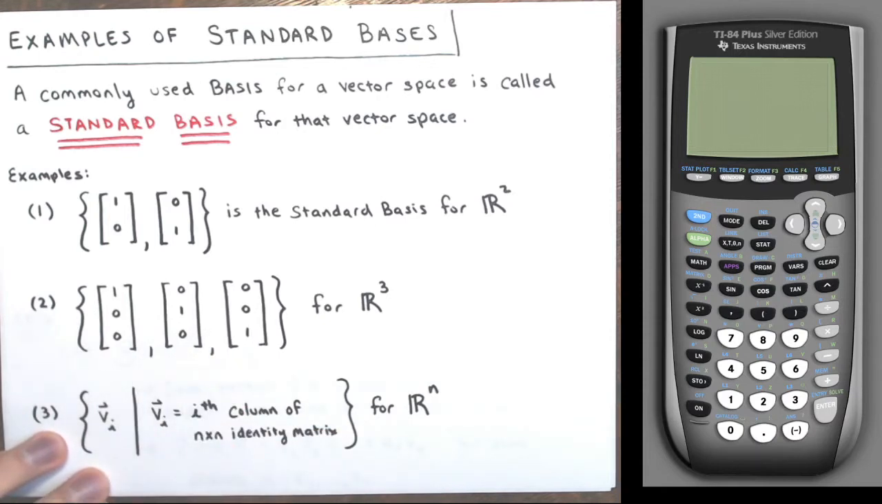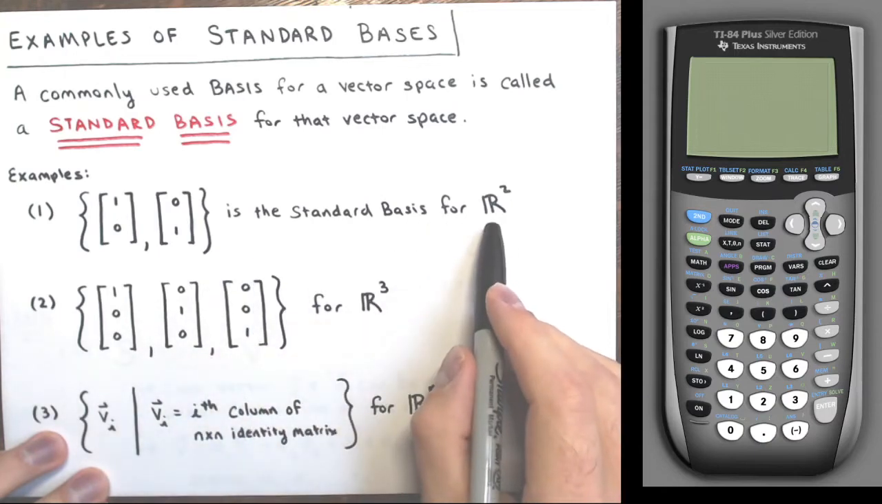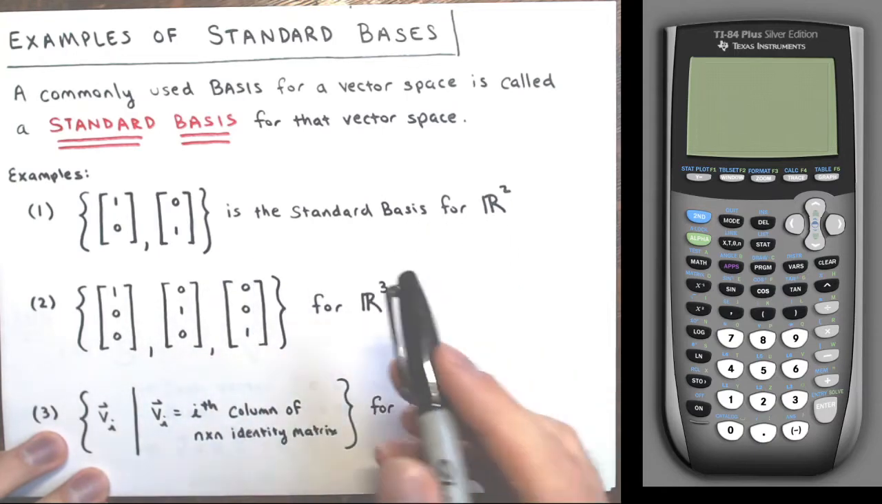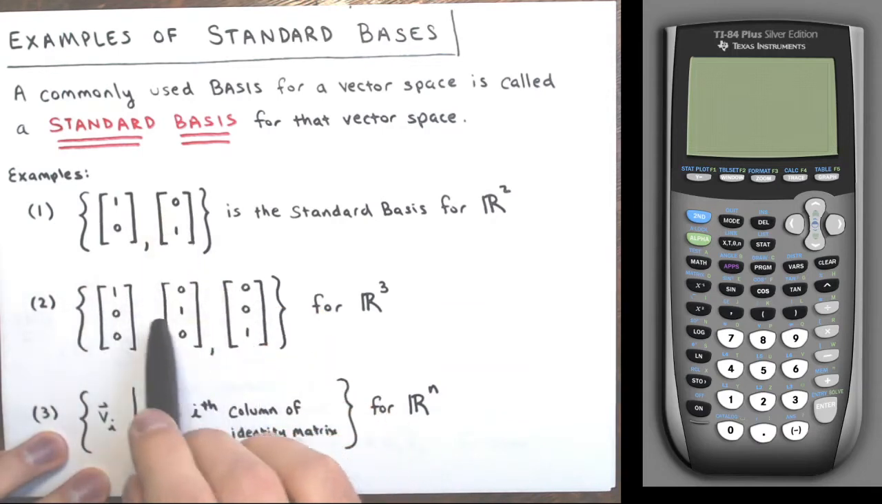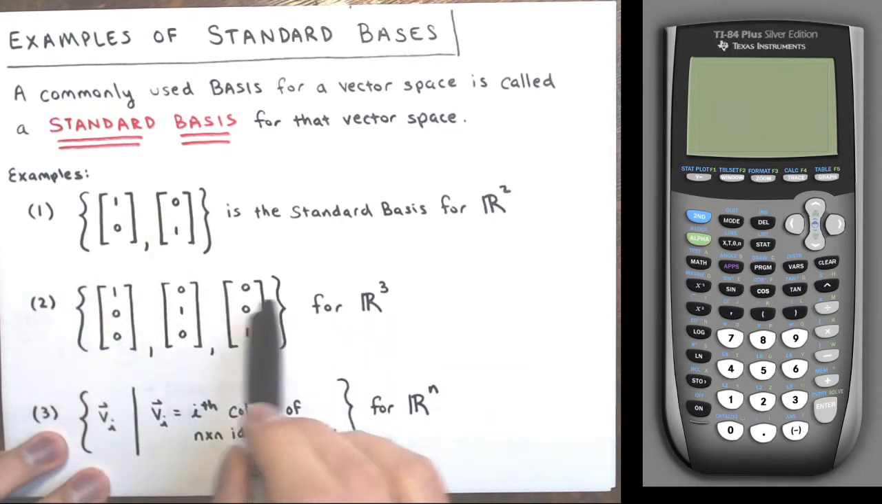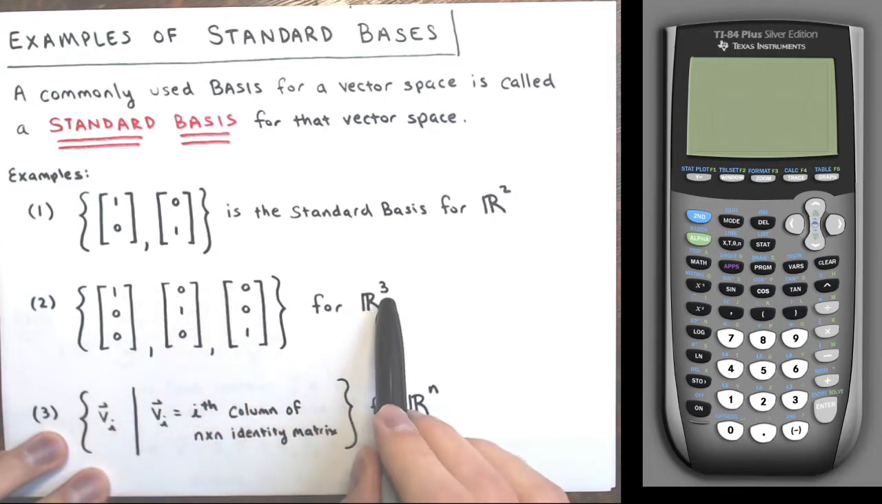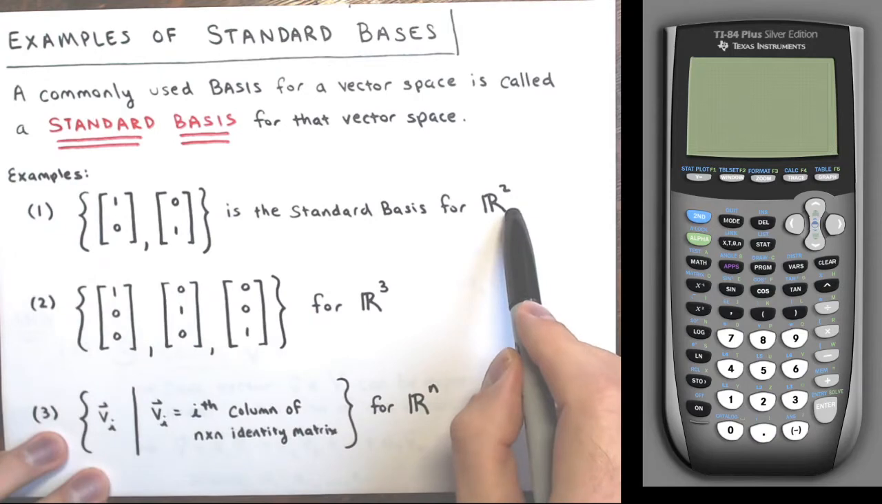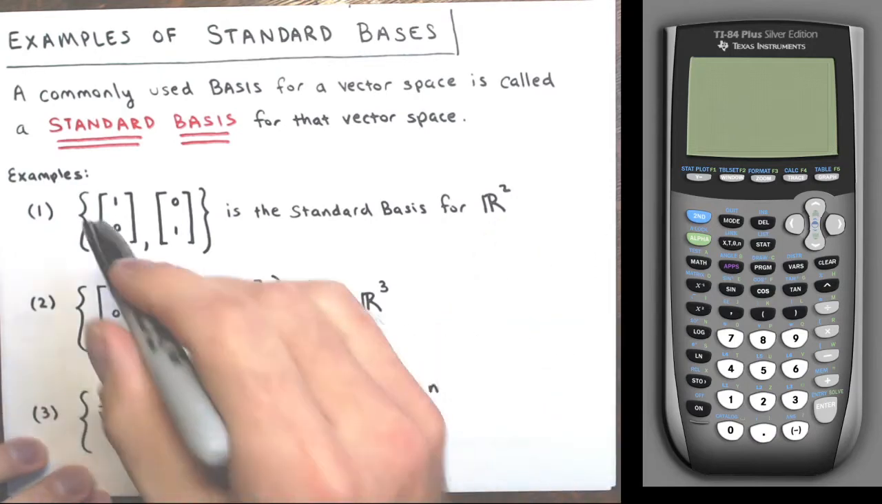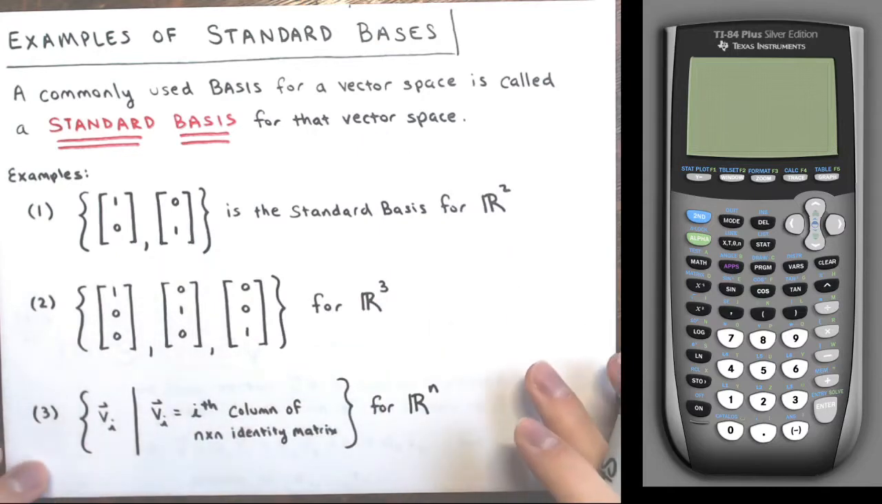And you might notice something from these bases for Euclidean space, R2, R3, R4. Every one of these vectors is basically just a column from the identity matrix. These are the 3 columns from the 3 by 3 identity matrix. These are the columns from the 2 by 2 identity matrix. If you remember what those look like, it's just 1s down the main diagonal and 0s everywhere else.